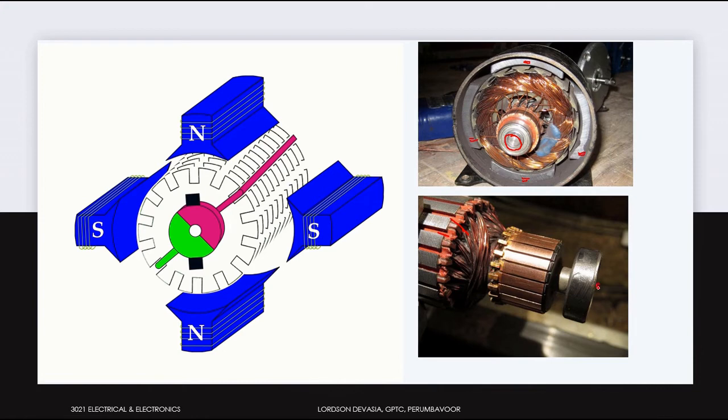So this is the central position, the shaft. This is the constructional diagram of a DC generator. So this is the rotating part. ഇവിടെ ആയിരിക്കും നമ്മൾ ബ്രഷസ് ഫിക്സ് ചെയ്യുക. So the brushes are fixed, but the commutator segments are rotating.